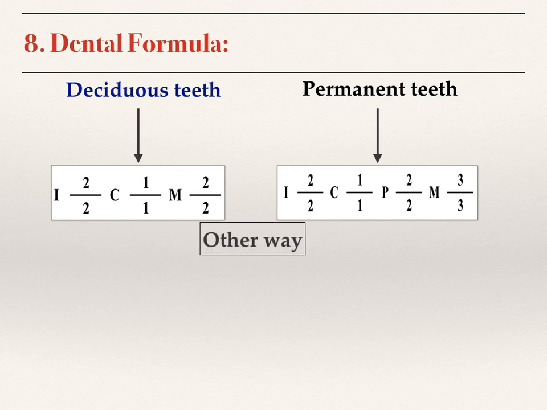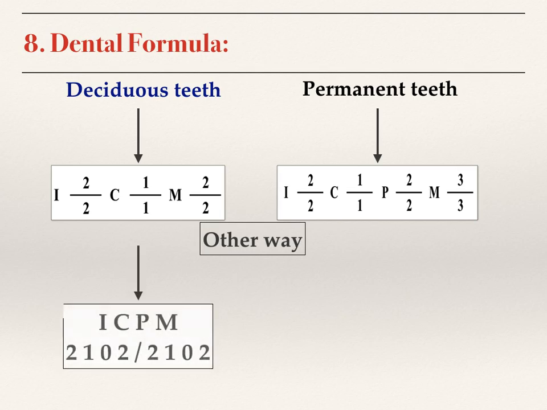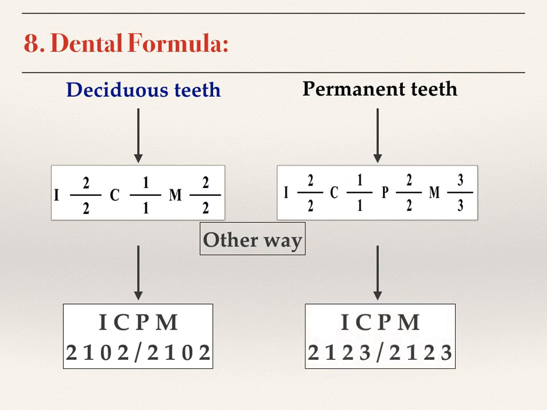And there is a scientific newer way of writing the dental formula as follows. ICPM: I incisor, C canine, P premolar, and M molar. For deciduous: 2102 upper and 2102 lower. And for permanent: 2123. 2 incisors, 1 canine, 2 premolars, and 3 molars above, and 2123 for lower teeth.